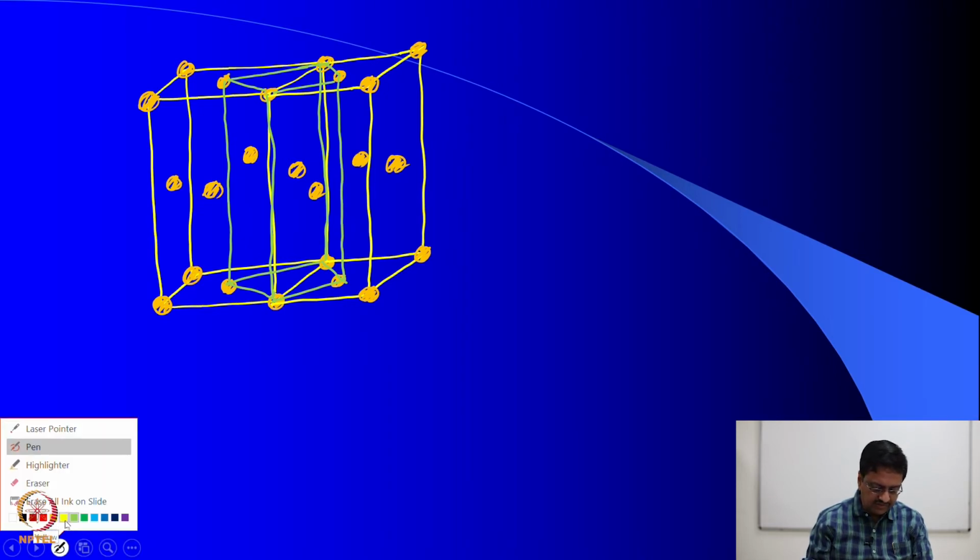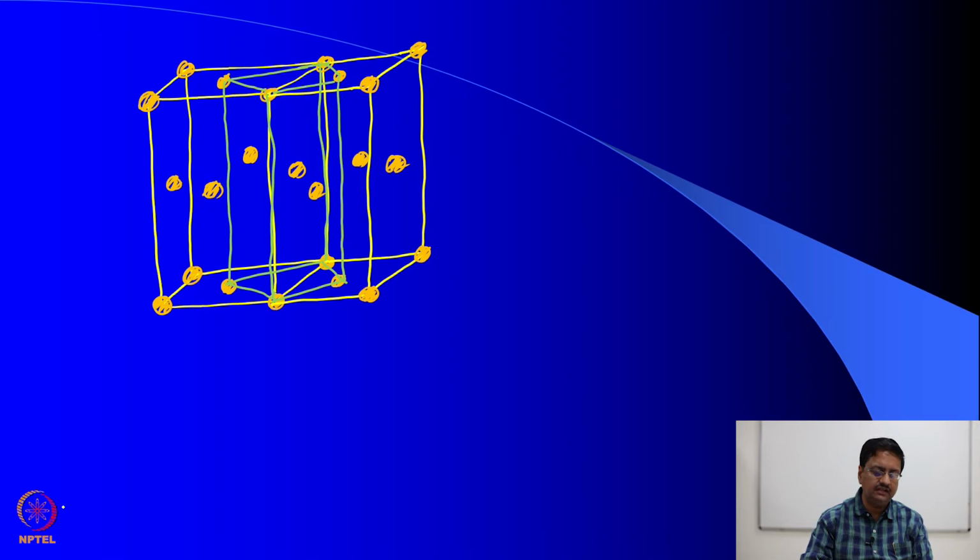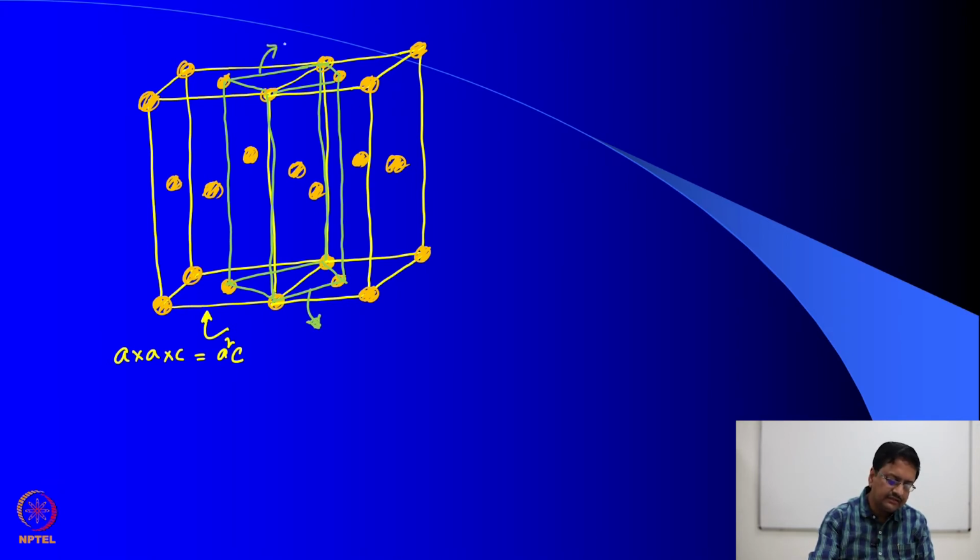Now, if I ask you the volume of the original tetragonal lattice, you would say it is a into a into c, that is a square c. That is the volume of the original tetragonal unit cell. What is the volume of the modified tetragonal unit cell with green color? The edge length is nothing but root 2 a. So it should be root 2 a square into c.